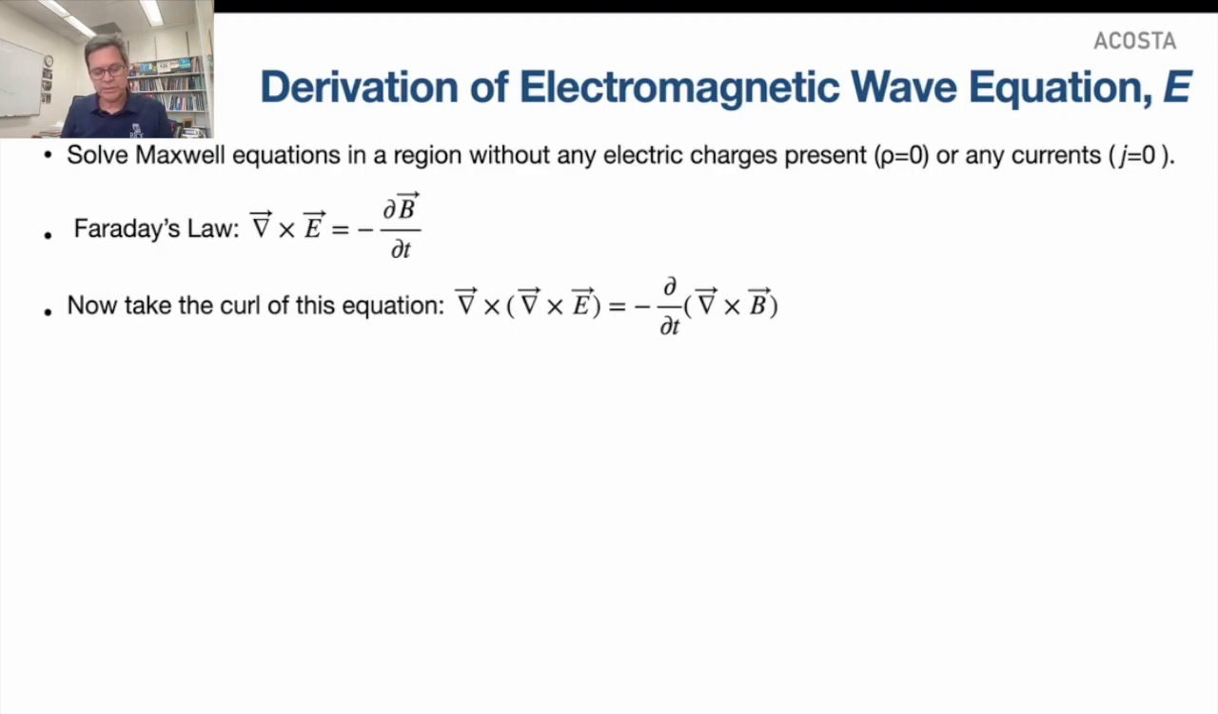Again, let's try this mathematical trick to take the curl of the electric field in this case. So it's del cross E on the left side, and then I have minus d dt of del cross B, or the curl of B on the right side.